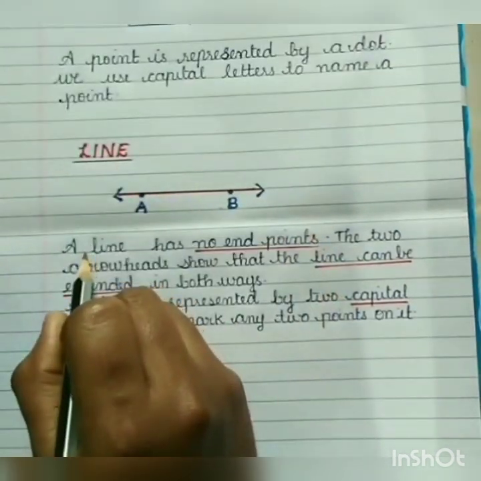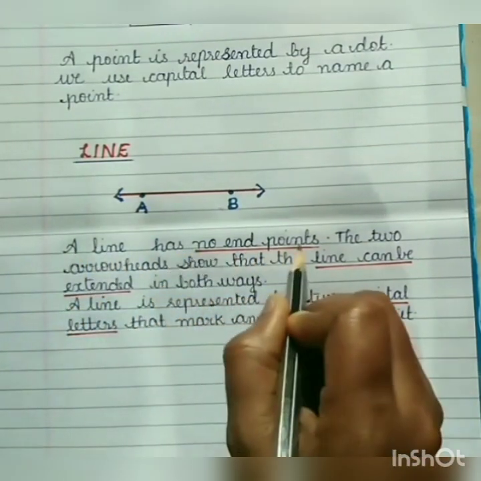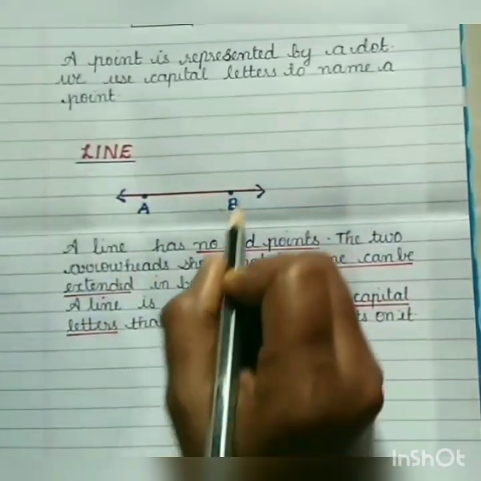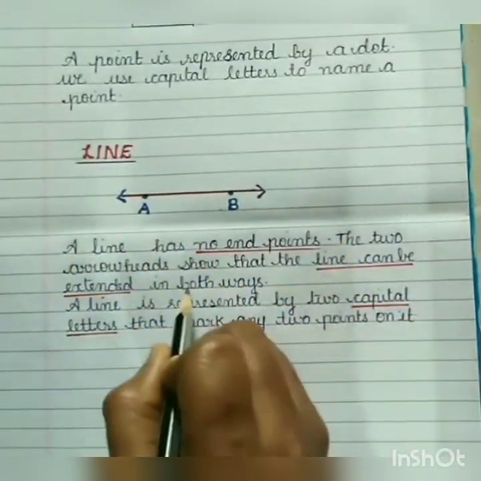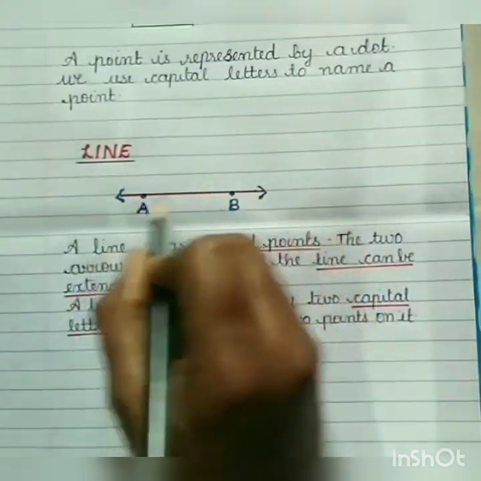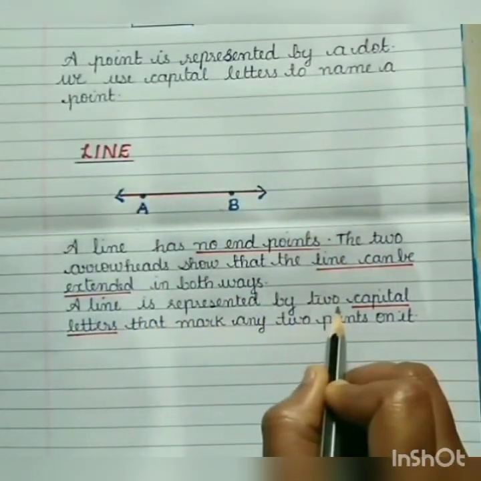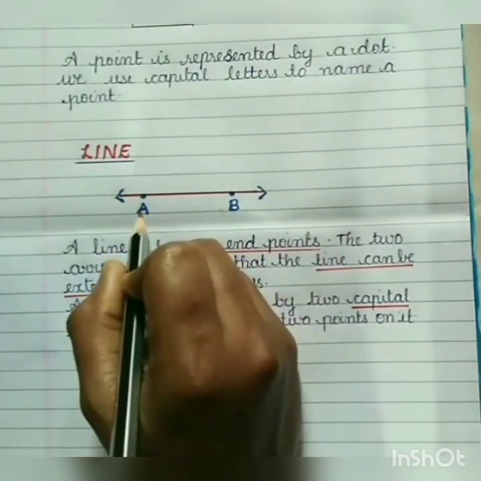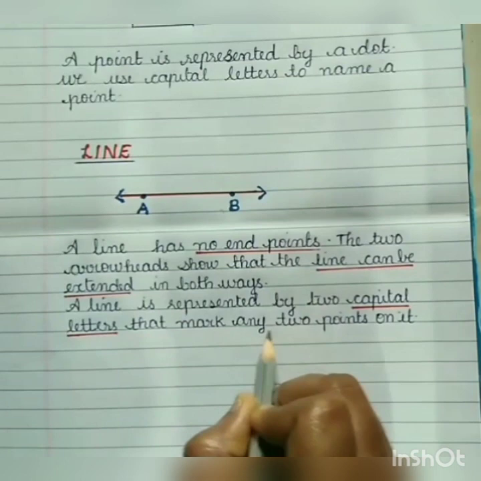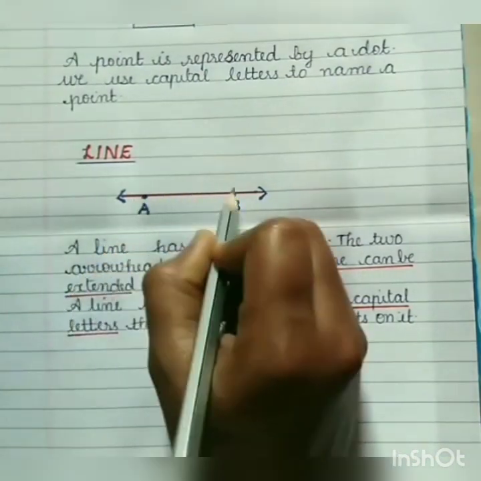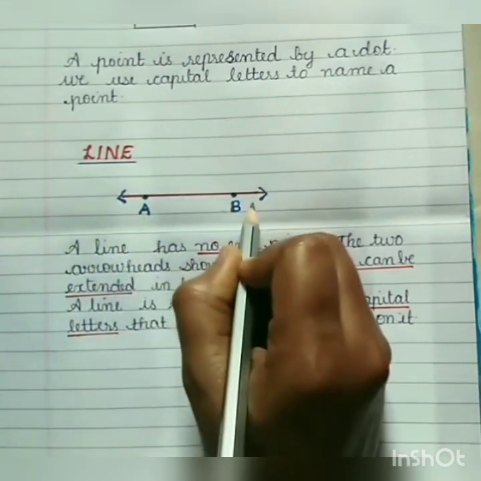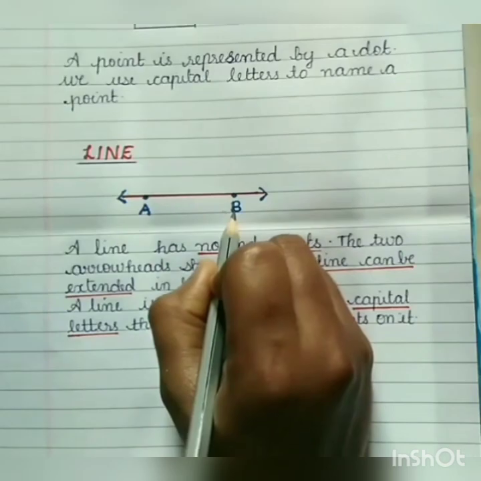So we can define a line as: a line has no endpoints. At the end there are no points. And the 2 arrowheads show that the line can be extended in both ways. And a line is represented by 2 capital letters that mark any 2 points on it. The 2 points marked on this line are point A and point B. So we can name this line as line AB.